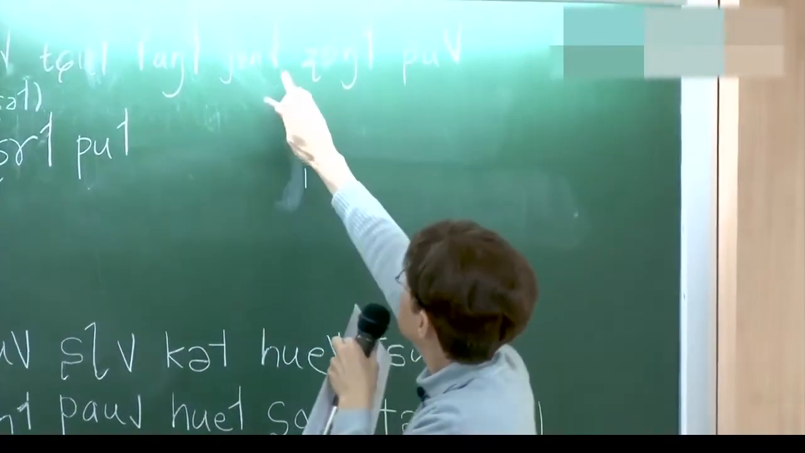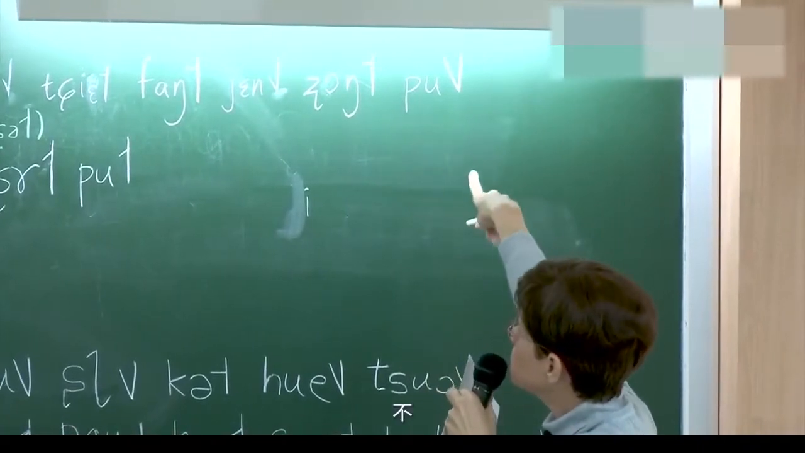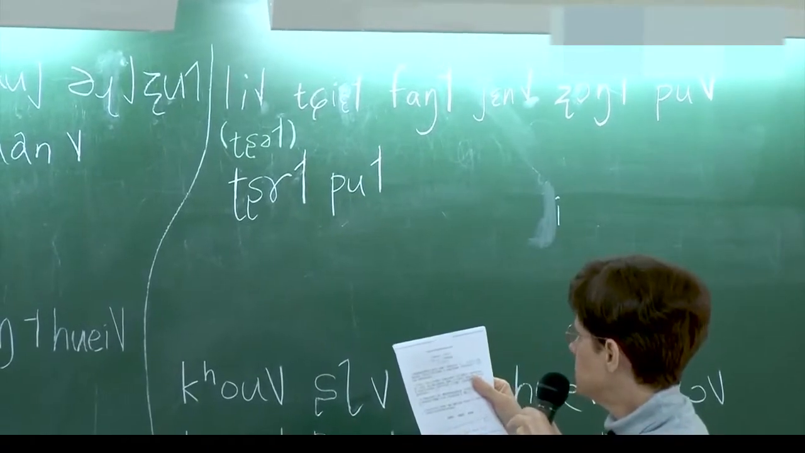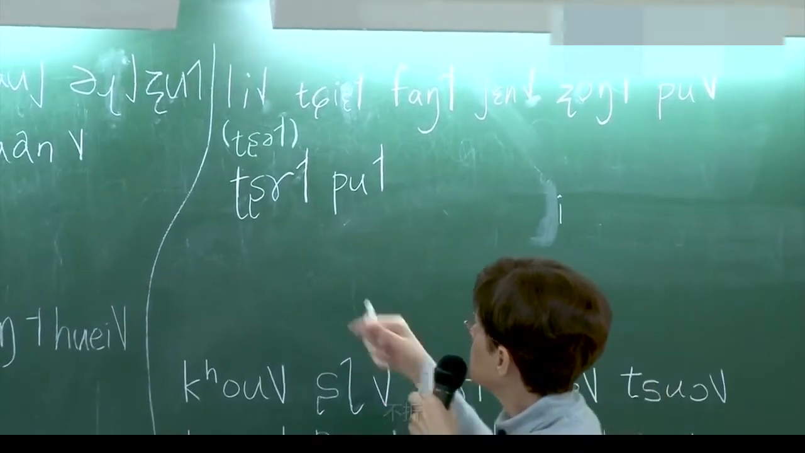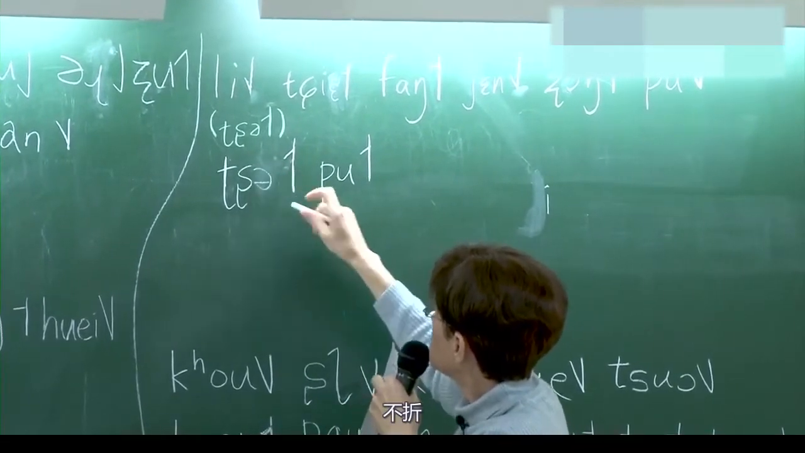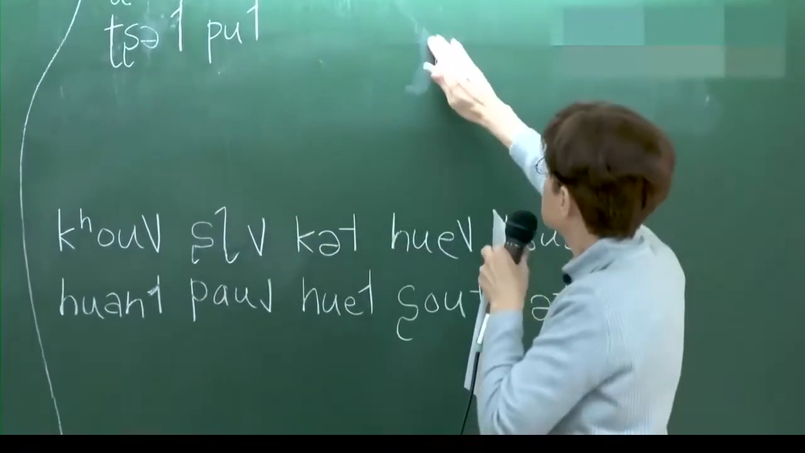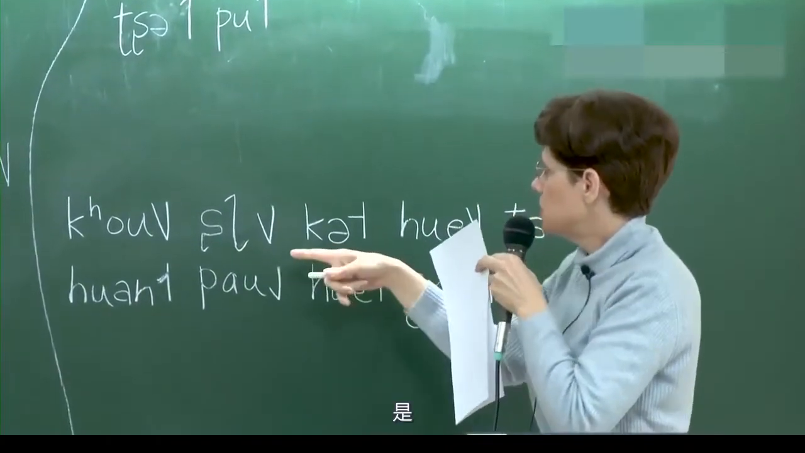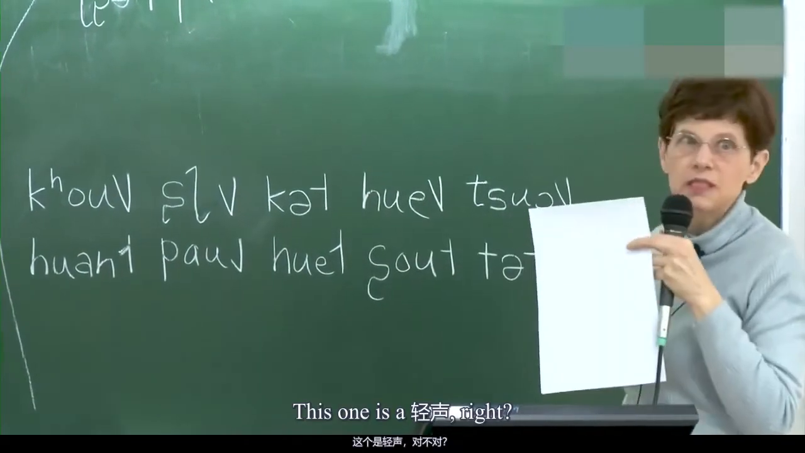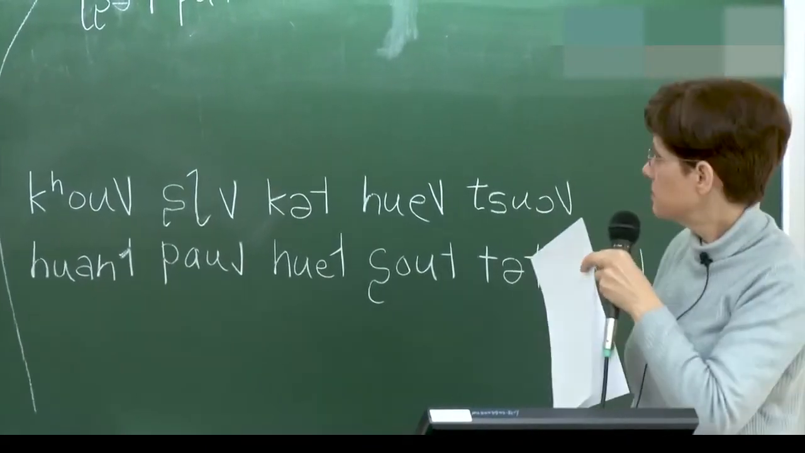And then 眼. 中, okay, 不, 怎么样? 不折. All right, we're going to use what? We're going to use a schwa here. 不折, 不折, 不, 扣. And then 是, 个. Where does the tone for 个 go? This one is a 轻声, right? Yes? Yeah.